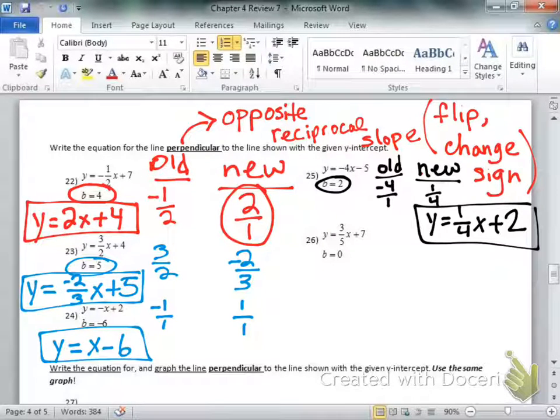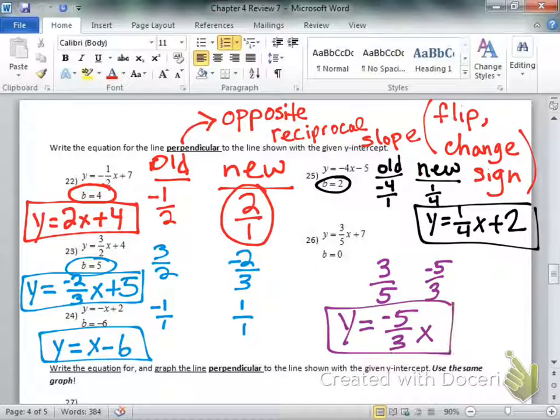And then number 26, last one in this section, what's the old slope? Okay, what's the new slope? Negative 5 over 3. Just flip it and change the sign. And then we don't have to worry about a b here since b is 0. So it's just y equals negative 5/3 x.